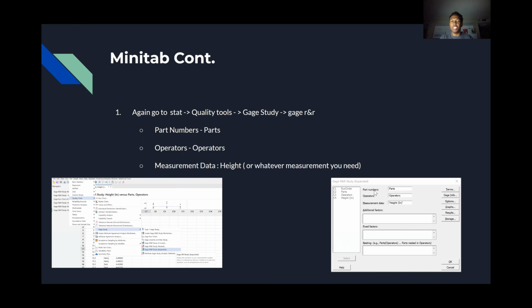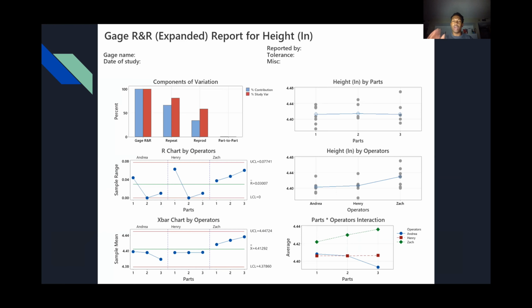Obviously, the parts are going to be parts, you put your operators, and your measurement is going to be height in inches, which we recorded for your certain can, or in our case, or if you recorded it on a box or anything like that. And so finally, you end up with a chart like this where you can see variation between components for study variance.